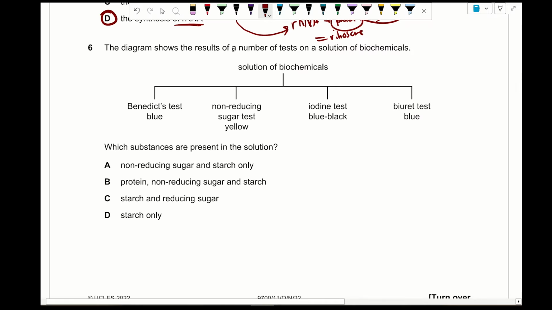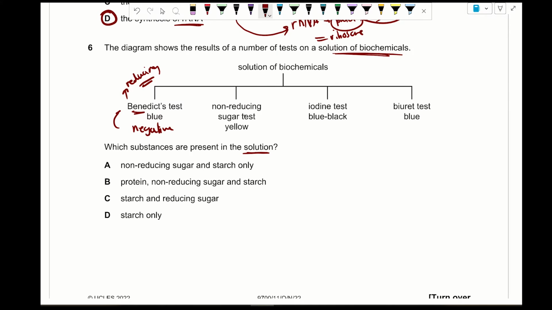Question number 6. The diagram shows the results of a number of tests on a solution of biochemicals. Which substances are present in the solution? Now, let's see what each test actually tests for. Now, Benedict's test is used to test for reducing sugars. And a positive result would be from blue to brick red. Therefore, this is a negative result for reducing sugars.